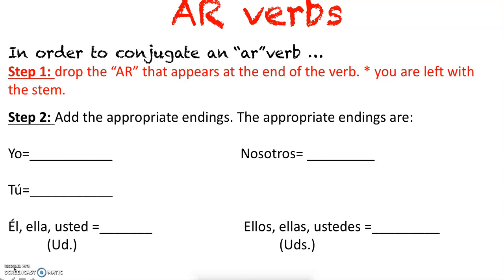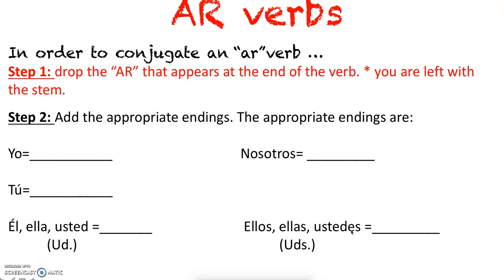From the box on your vocabulary sheet and also on the screen, you've seen this structure. You've seen yo, tú, él, ella, usted, nosotros, ellos, ellas, and ustedes. So to begin, in order to conjugate an AR verb, meaning the verb ends in the two letters A and R, the first step is to drop the AR that appears at the end of the verb. What you're left with is called the stem.